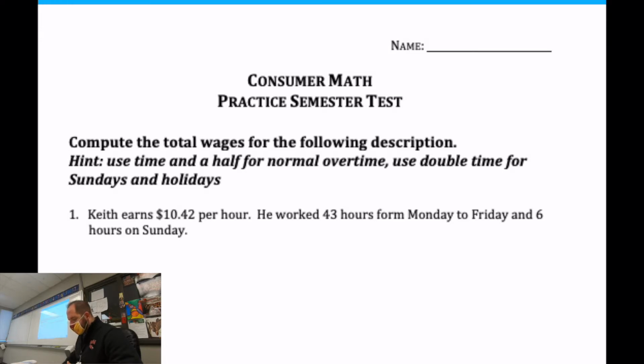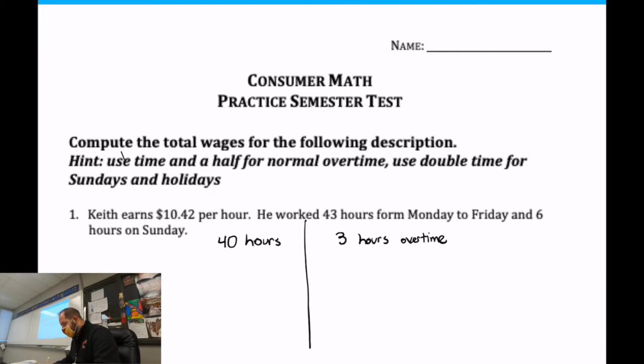All right, so Keith is earning $10.42 an hour. It's quite a bit, well, I think it is. And then he's working 43 hours from Monday to Friday. So we have to break that up. So did Keith work any overtime? Yeah, he did. He worked a full 40 hours in that week and 3 hours overtime so far. Okay, normal overtime, Monday to Friday. He also works 6 hours on Sunday. So that's double pay.